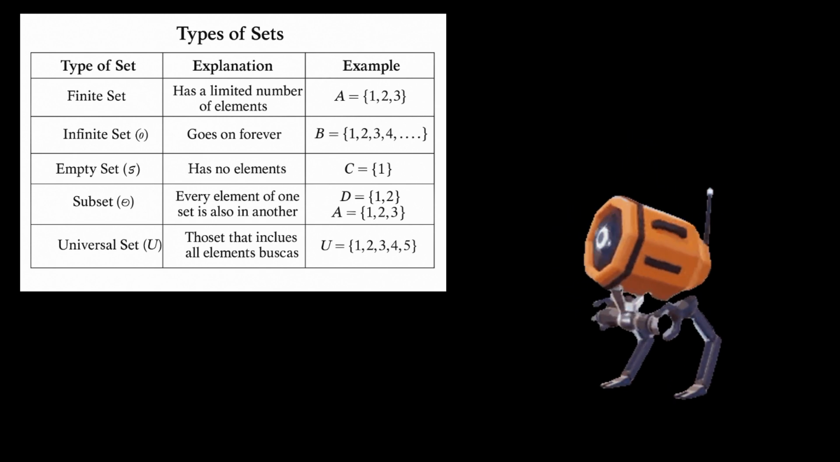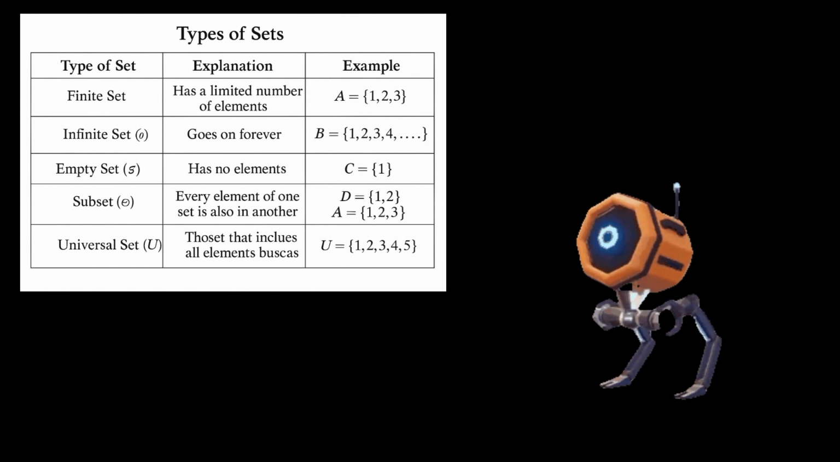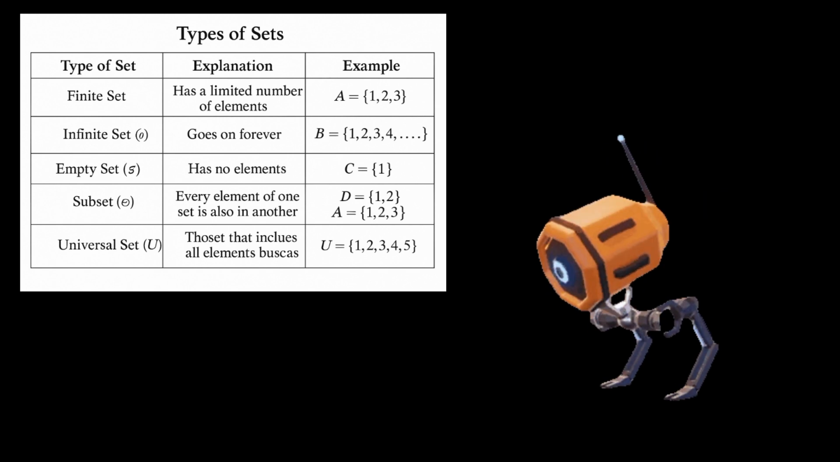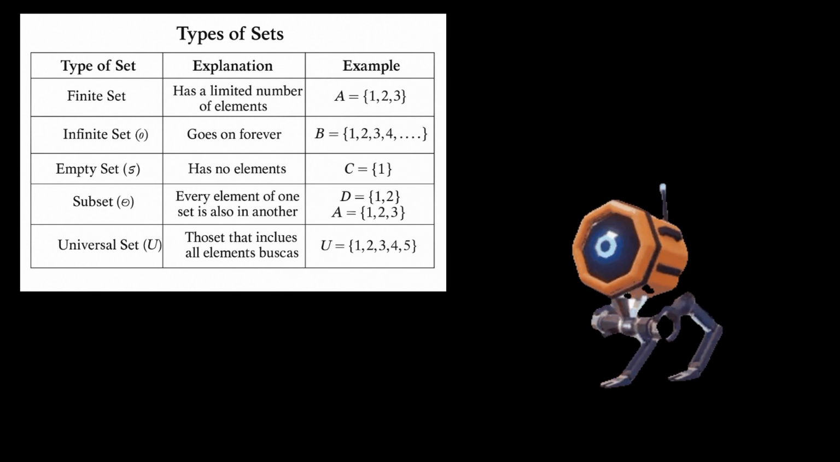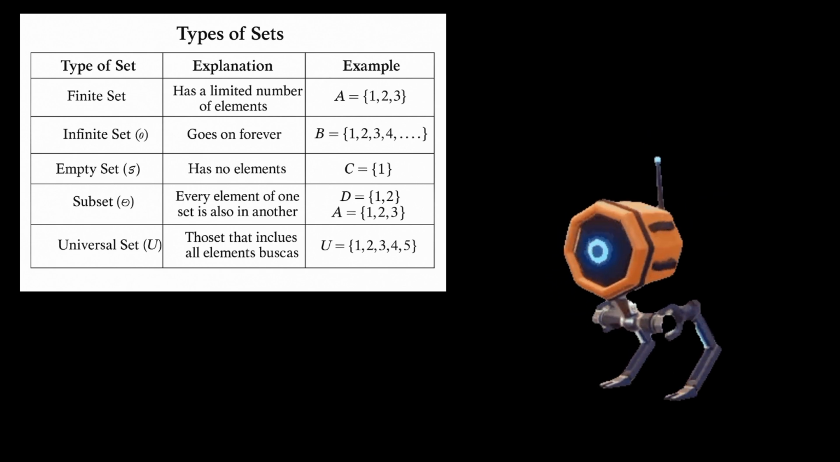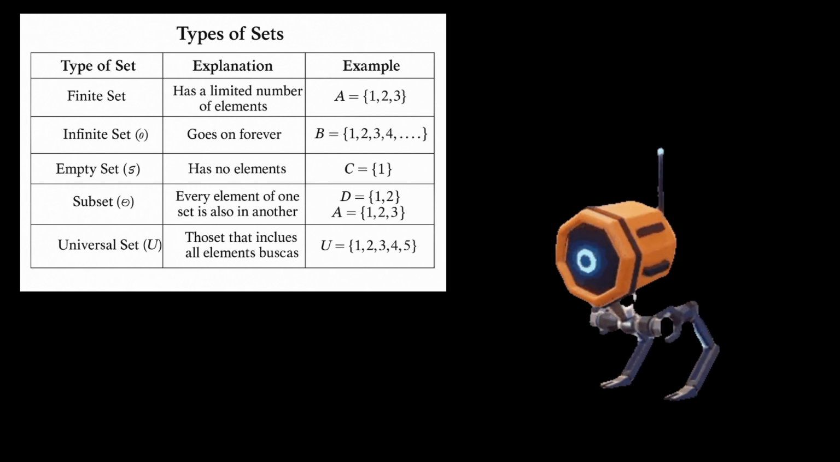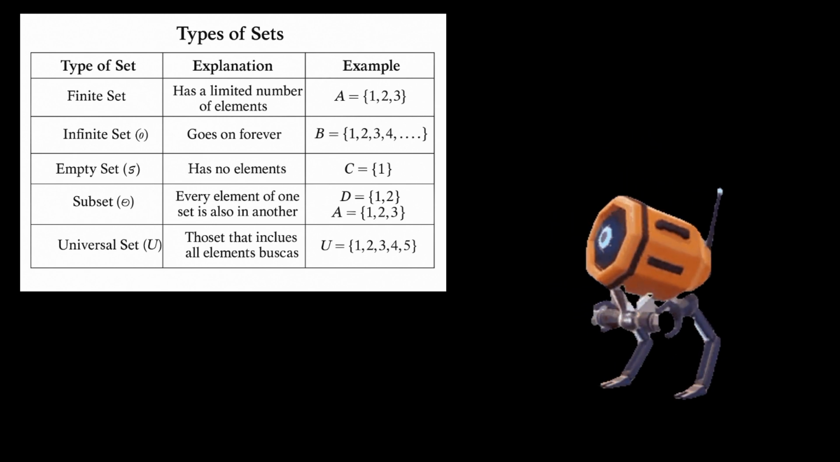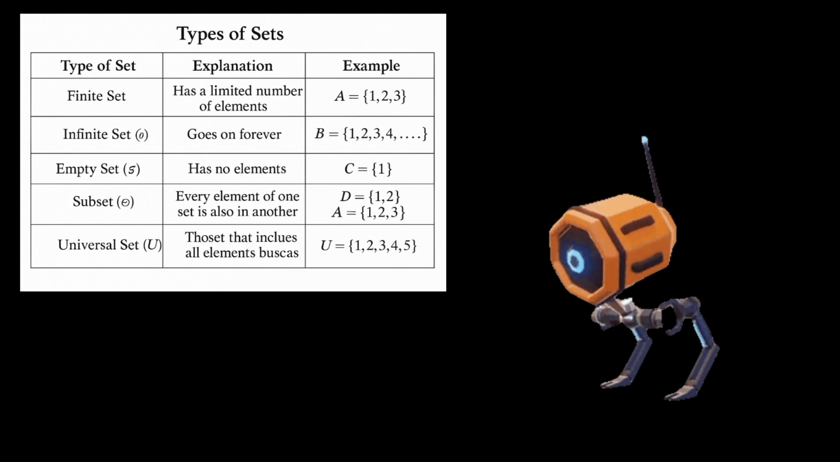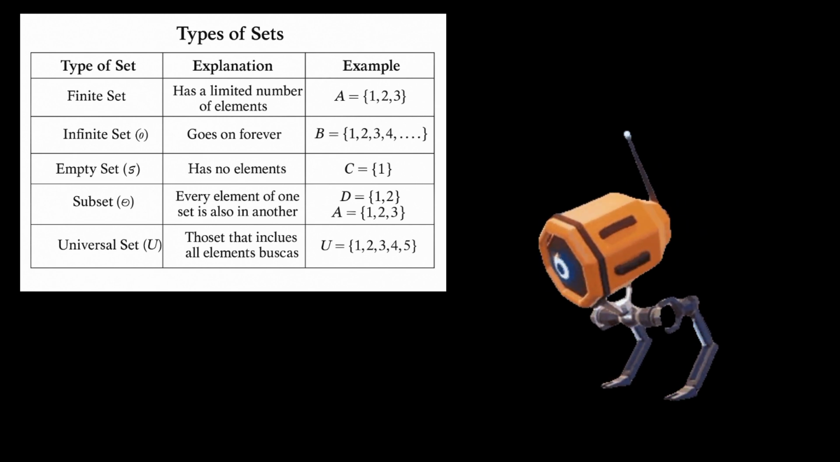Next, we have the infinite set. An infinite set is the opposite of a finite set. It contains an unlimited number of elements, meaning the list goes on forever and never ends. For example, if we define set B as 1, 2, 3, 4, 5, and so on, we can see that it continues infinitely. We can never reach the last number because numbers go on forever. Therefore, B is an infinite set.